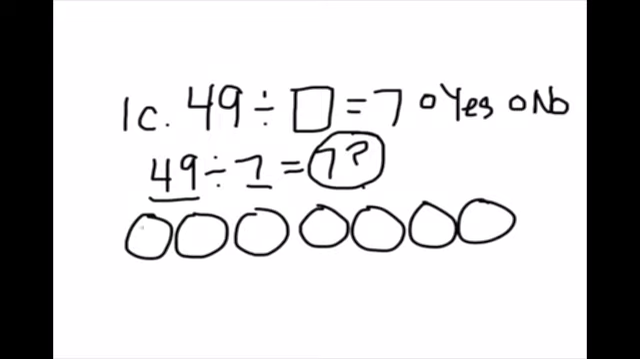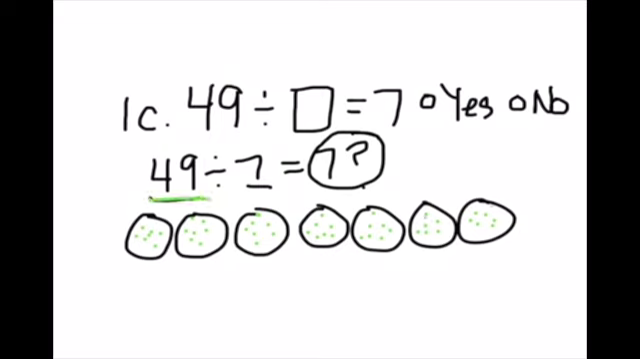So 1, 2, 3, 4, 5, 6, 7. I'm sharing 49 equally. 8, 9, 10, 11, 12, 13, 14, 15, 16, 17, 18, 19, 20, 21, 22, 23, 24, 25, 26, 27, 28, 29, 30, 31, 32, 33, 34, 35, 36, 37, 38, 39, 40, 41, 42, 43, 44, 45, 46, 47, 48, 49.